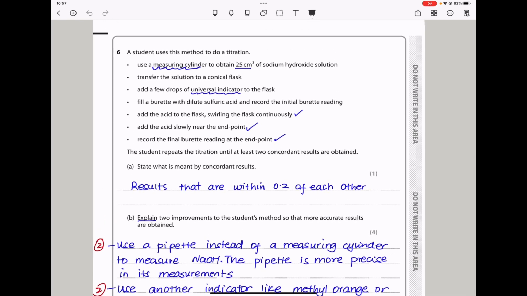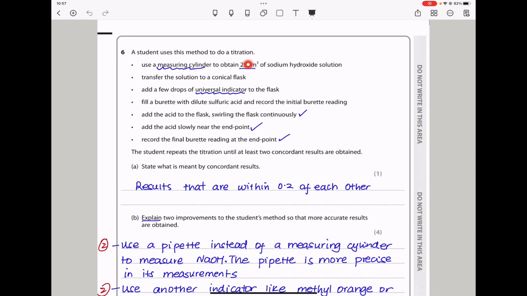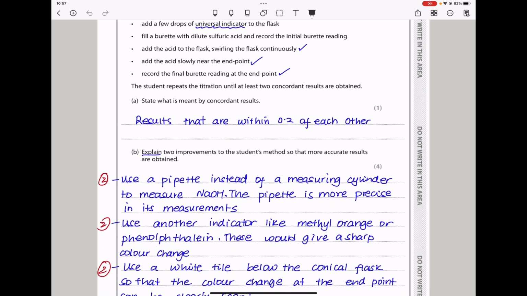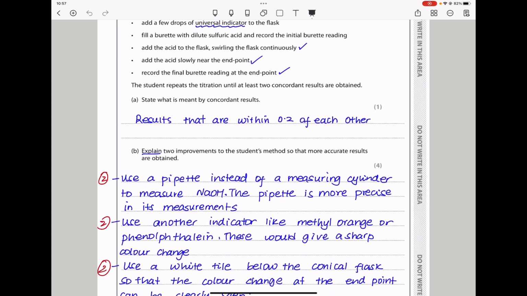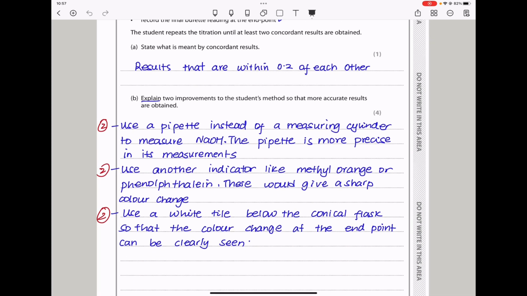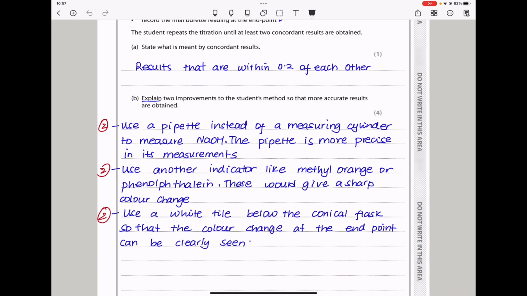So if you go back here, the student used the measuring cylinder to measure 25. The error in that measurement is going to be big, so to decrease it, you could use a pipette. So I said, use a pipette instead of a measuring cylinder to measure sodium hydroxide. That pipette is more precise in its measurements. Then you could also use another indicator like methyl orange or phenolphthalein, which would give a sharp color change. Then use a white tile below the conical flask so that the color change at the end point can be clearly seen.